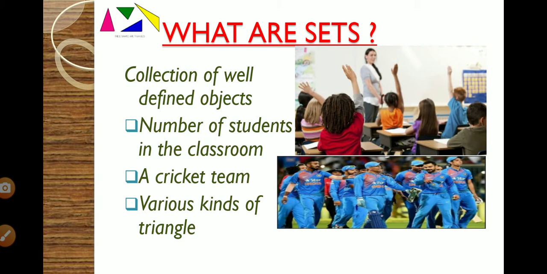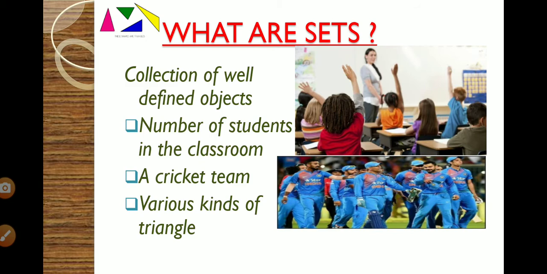We can name the kinds of triangles. It is definite in number. It means a collection of objects of a particular kind. Sets mean a collection of objects of a particular kind. We can say an example also: the set of odd natural numbers less than 10, that is 1, 3, 5, 7, 9.